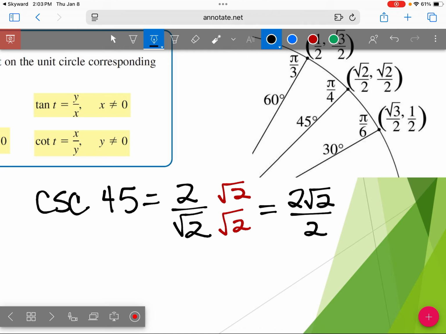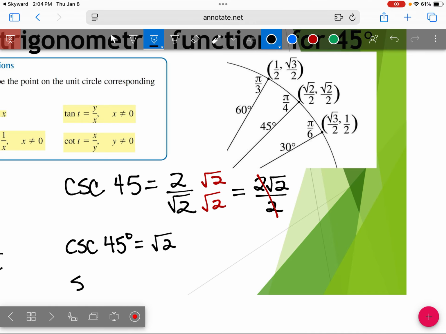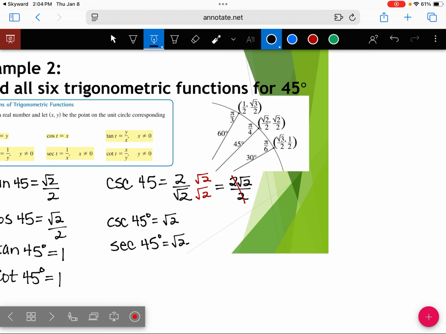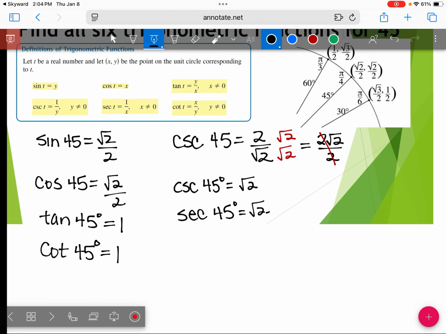But I can do one more thing, though. What can I cancel out? The 2's. The 2's on the outside. Not the 2 under the hood, though. We got to leave that there. That has to stay. So the cosecant and the secant of 45 degrees is positive root 2. And that would be all 6 trig ratios for 45. So right here, this is where we're at. All right, we're going to do one more.